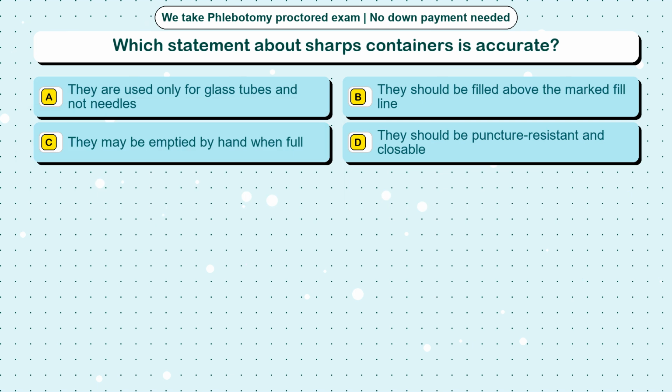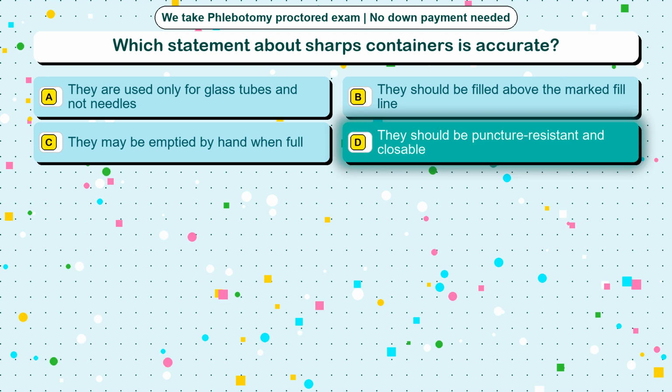Question 94. Which statement about sharps containers is accurate? Option A. They are used only for glass tubes and not needles. Option B. They should be filled above the marked fill line. Option C. They may be emptied by hand when full. Option D. They should be puncture resistant and closable.